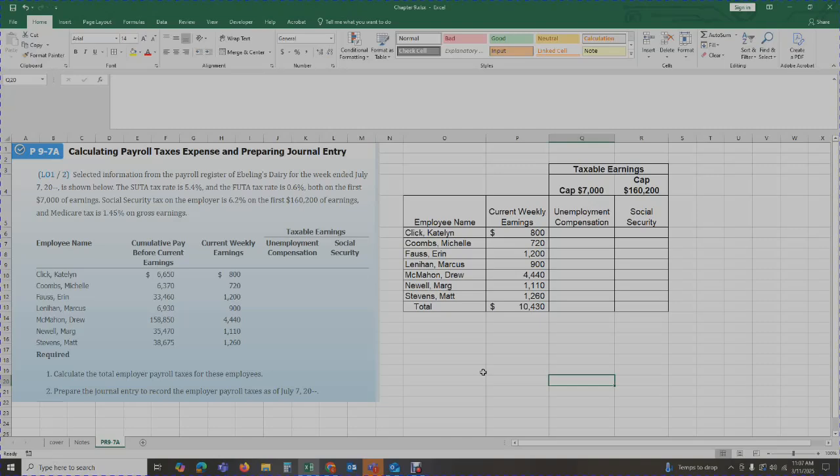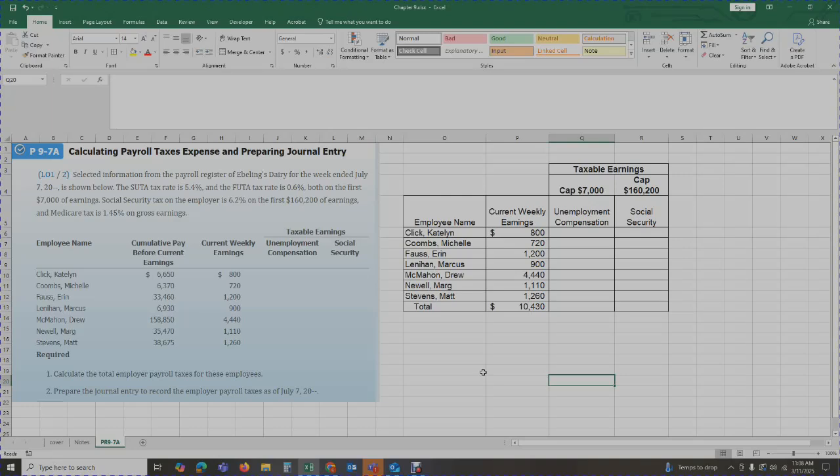The payroll register from Ebbeling's Dairy for the week ended July 7th is shown below. The SUTA tax rate is 5.4%. The FUTA tax rate is 0.6%, both on the first $7,000 of earnings. Social Security tax on the employer is 6.2% on the first $160,200 of earnings, and Medicare tax is 1.45% on gross earnings. We are given a list of employees, their cumulative pay, and their current weekly earnings. Using the data provided, we're going to calculate the total employer payroll taxes for these employees.